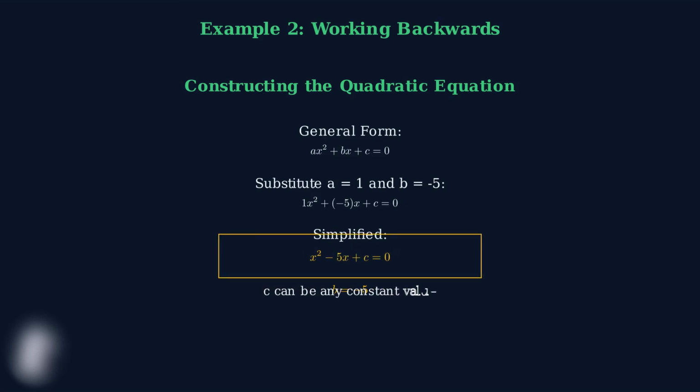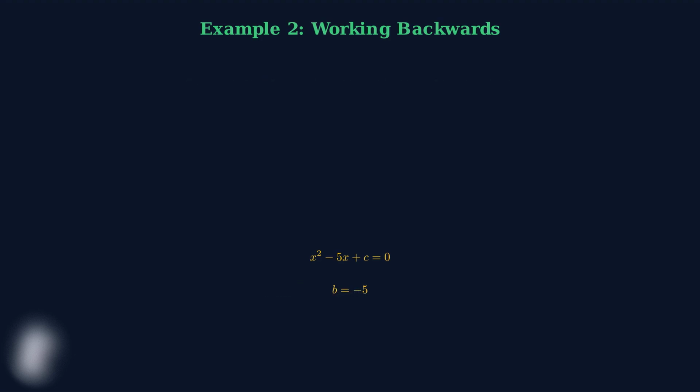Notice that c can be any constant value. This means there are infinitely many quadratic equations with a sum of roots equal to 5, as long as a equals 1 and b equals negative 5. This demonstrates a powerful insight about quadratic equations and their coefficients.